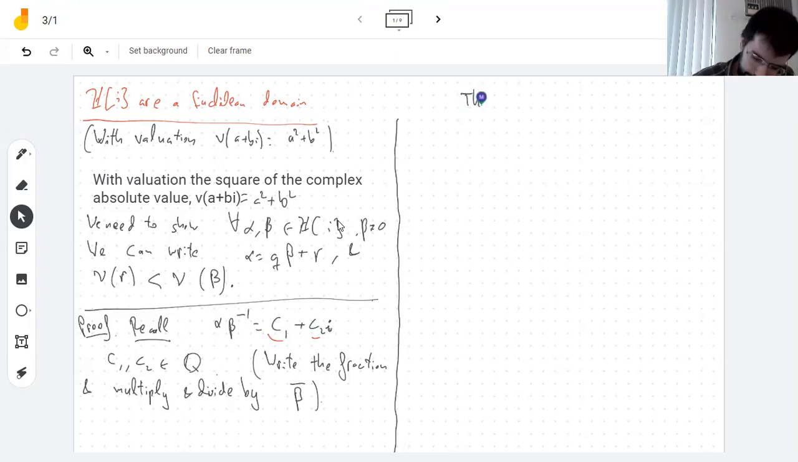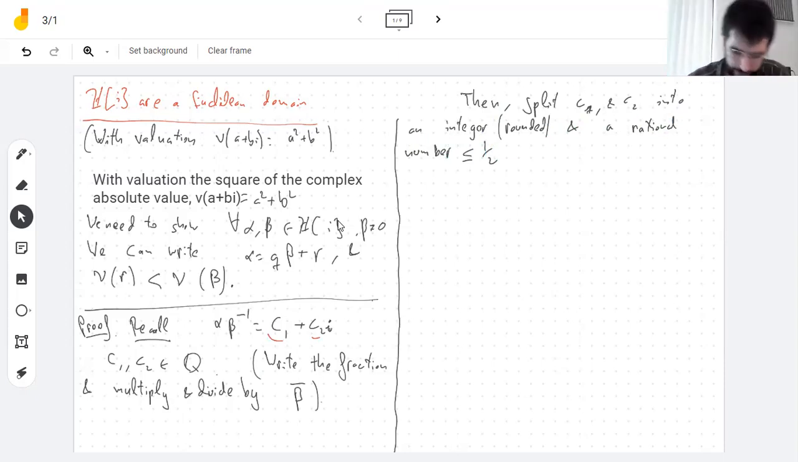So what we do next is split c1 and c2 into an integer and a rational number which is smaller than 1/2. We can always do this, right? You have any fraction, you can split it into a whole number and then a rational number that is at most 1/2 in absolute value.